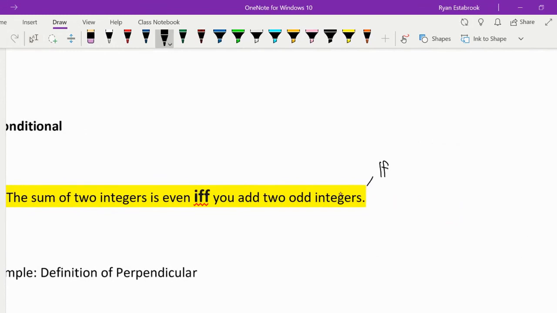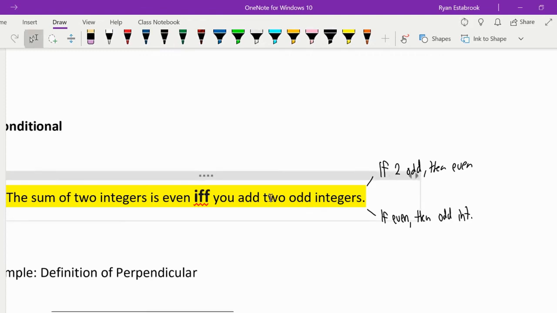just like we had before, if you add two odds, the result is even, but it's also saying the converse of that. If we switch it, it's saying also that if your sum is even, then you must have added two odd integers to get there. It's saying both of those. So do I think that this biconditional is true? Well, again, I already proved this first part. Is the second part true?